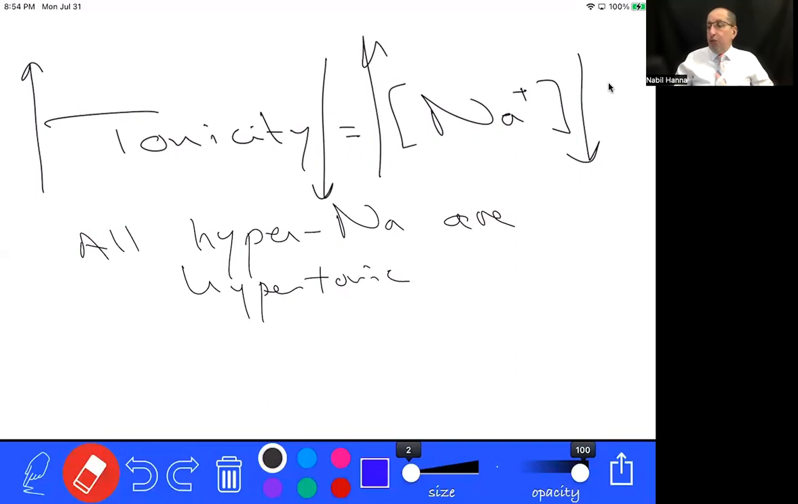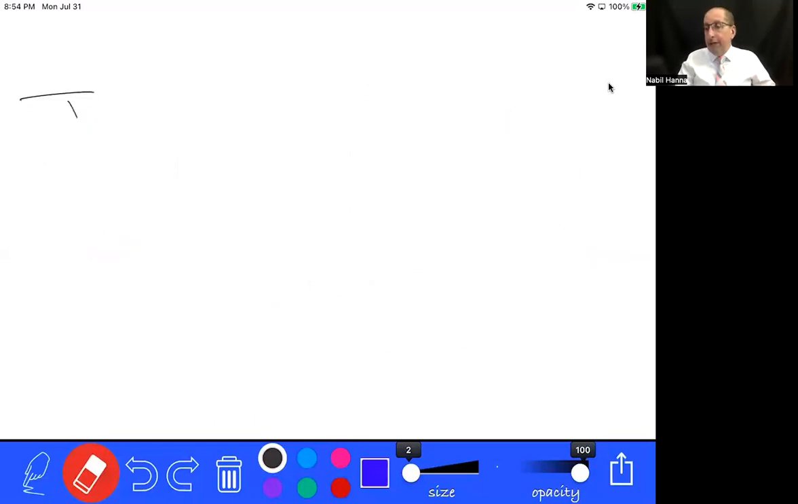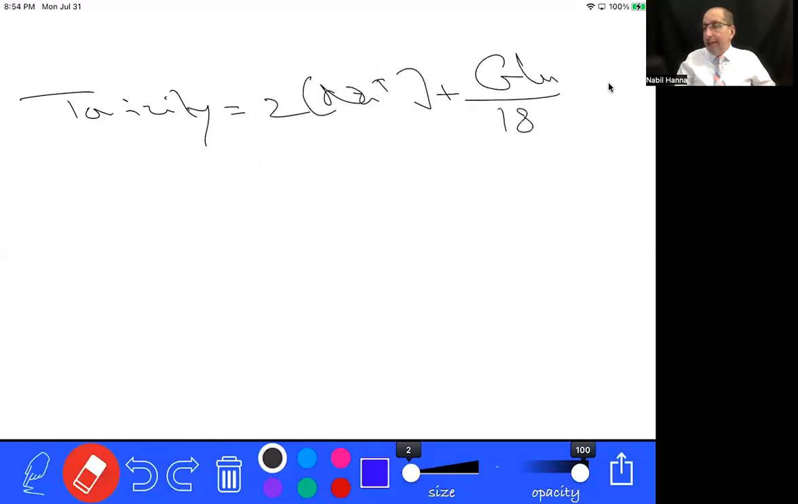That's 100% true. And I can say all hyponatremias are hypotonic. And that's 95% true. Why? Remember the equation? Tonicity equals 2 times sodium plus glucose divided by 18.